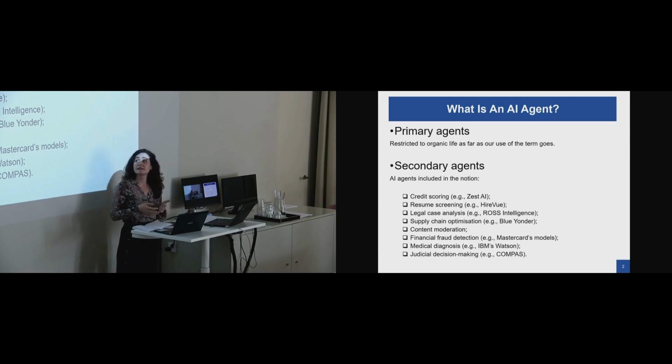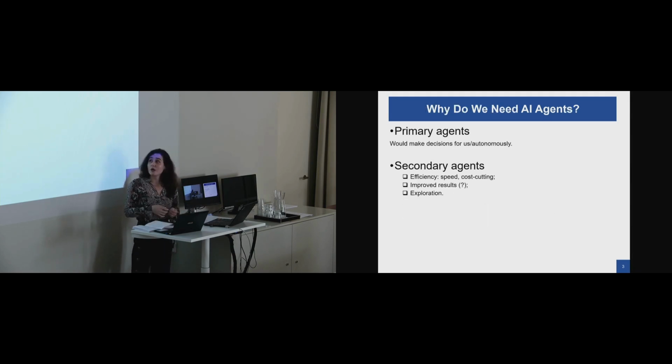What we do have is secondary AI agents, and these are tools that we use for example in credit scoring, resume screening, legal case analysis, content moderation and medical diagnosis. They have a wide array of applicability, and the most interesting use case to me is judicial decision making. But why do we use them? So we don't have primary AI agents, but we can ask how we would use them.